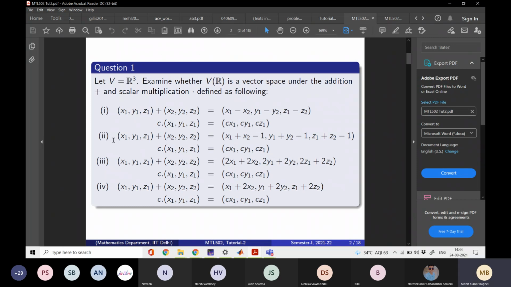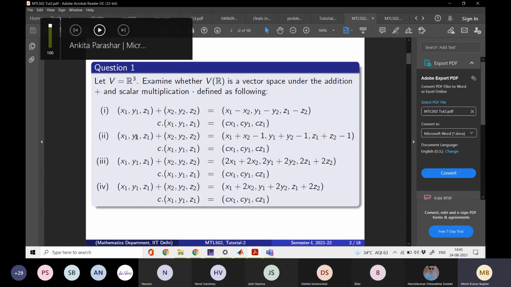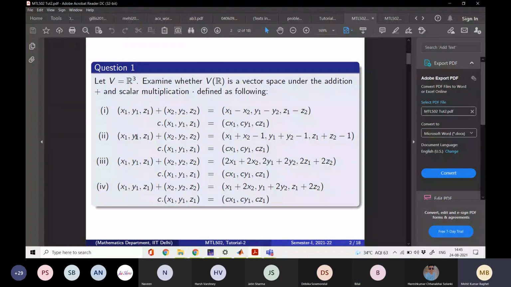So 0 0 0 may not be the identity, but that doesn't mean it is not a vector space, because you can have 1 1 1 as the additive identity. If you take e equal to 1 1 1, then you check. Take any general element x1 y1 z1, and instead of x2 y2 z2, you take that 1 1 1. Will it give x1 y1 z1? Yes, sir. So is it clear now? It is a vector space actually, with additive identity 1 1 1.